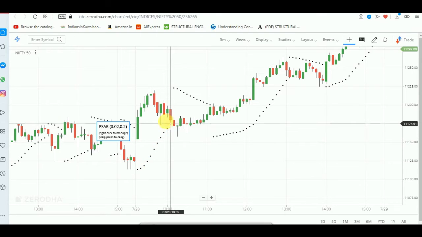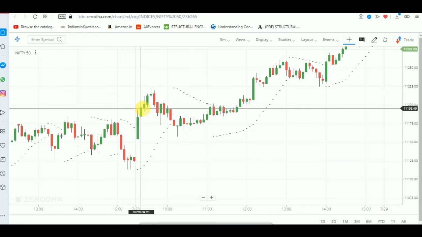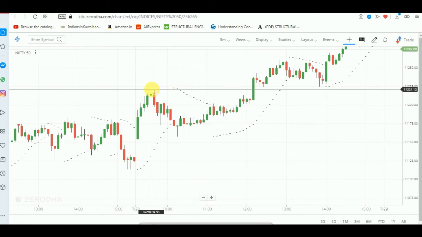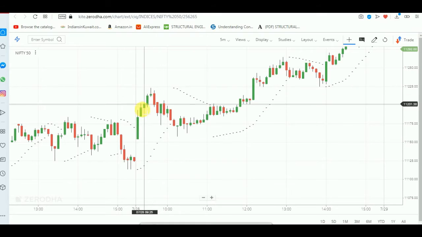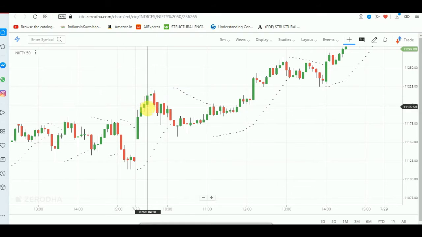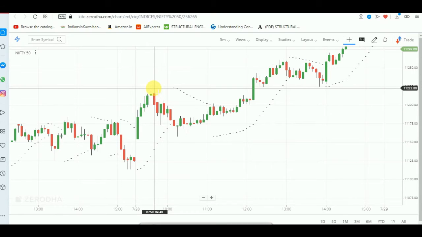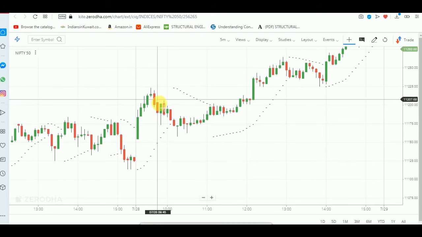So when it comes here, you see, when you entered at this point 11,195 and you didn't close here, even though you got a movement, you don't want to close it here, then what will happen?